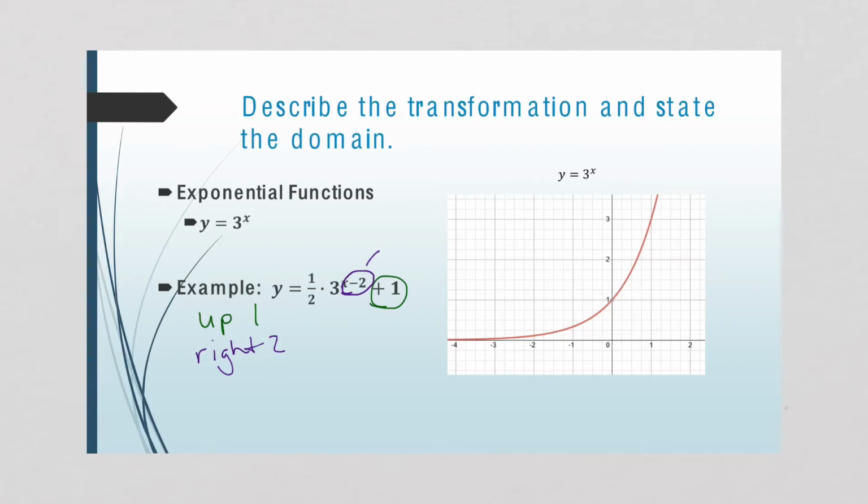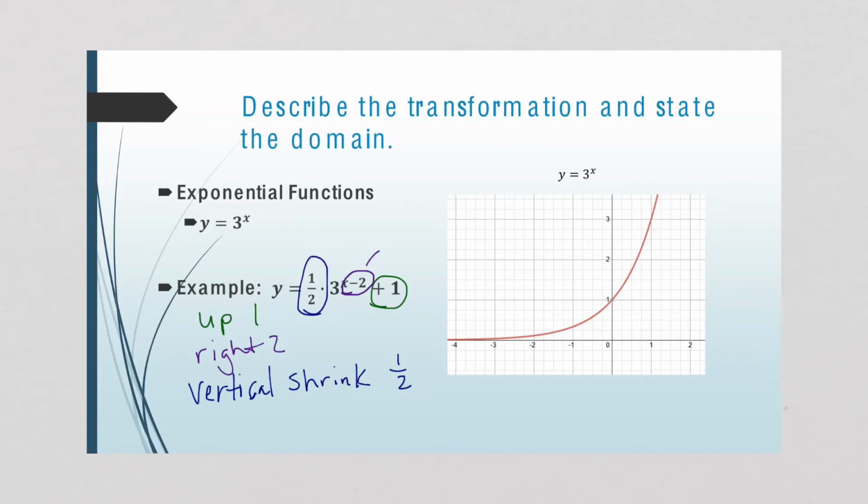Lastly, I have this 1/2 being multiplied on the outside. Remember, all things on the outside are vertical, so this is vertical. And then to decide if it's a stretch or shrink, I look at the value. 1/2 is between 0 and 1, so this is a vertical shrink of 1/2. And that is my transformation.